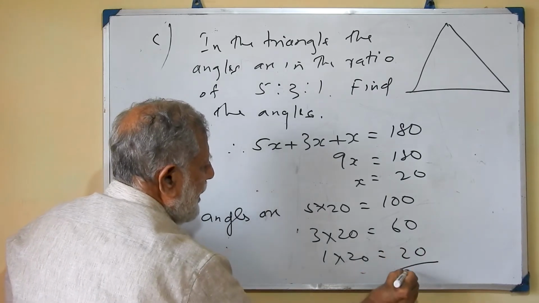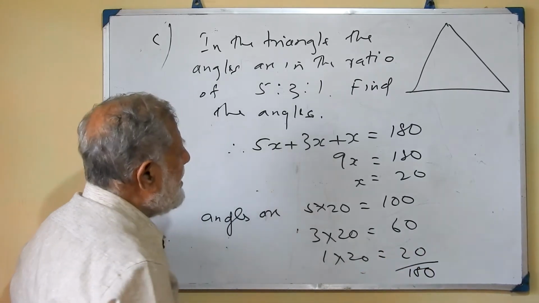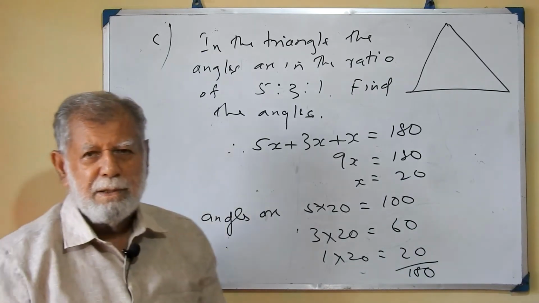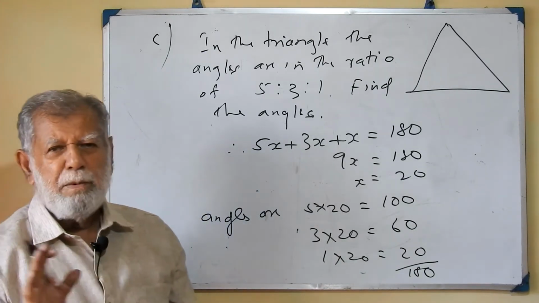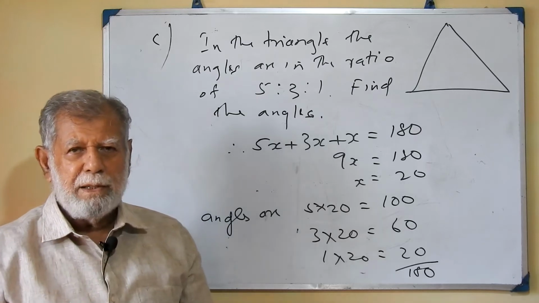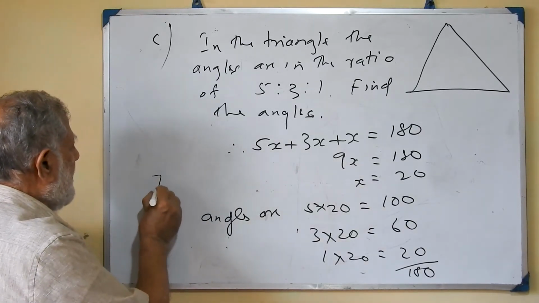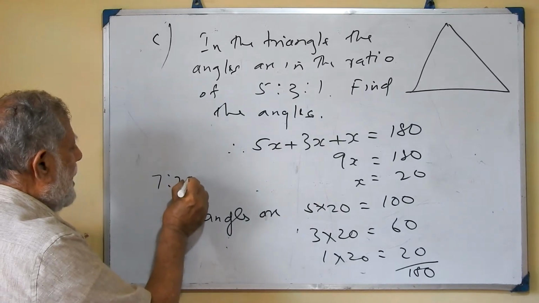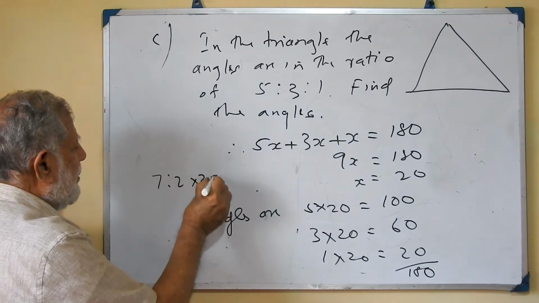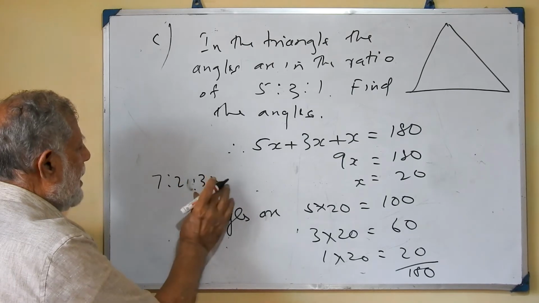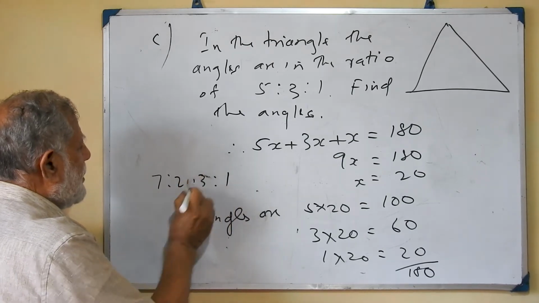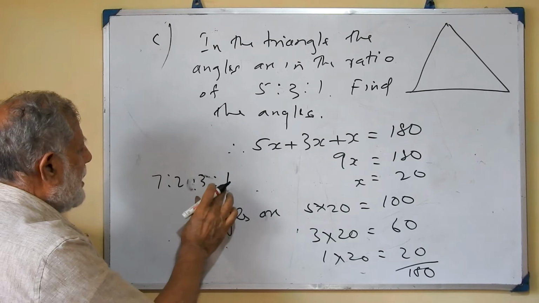So altogether 180. Now suppose we get a quadrilateral, how many angles are there? There are 4 angles. Now if the quadrilateral ratio is given as, I will say, 7 is to 2 is to 3 is to 1, you have to add all these, 13.